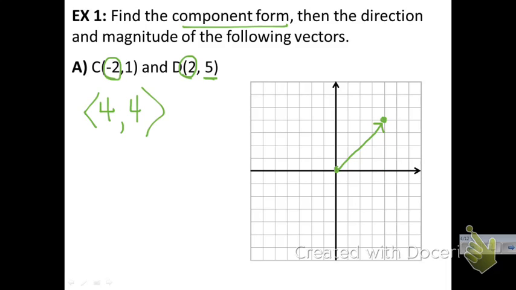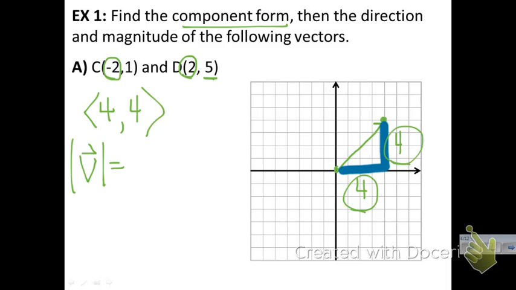I would suggest that you draw the triangle and then label what we know. We know that this distance here is 4 and this distance is 4. So to find the magnitude, there's several ways we can do that. We can either use the Pythagorean theorem, which is pretty fast on our triangle here, or you could use the distance formula. So I'll probably do the 4 squared plus 4 squared. So 4 squared plus 4 squared is 16 plus 16 is 32. So that's the square root of 32, which will then become 4 root 2. Or you can give me the decimal value for 4 root 2 as well.